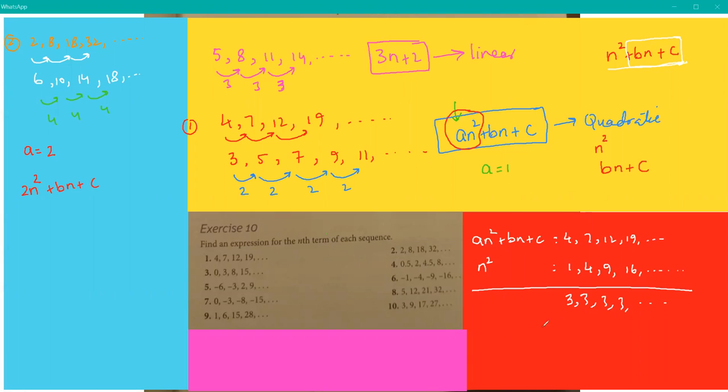So the nth term for our first question is going to be n squared plus 3. That is the nth term. That is how you find the nth term. Let's try this onto the second question.